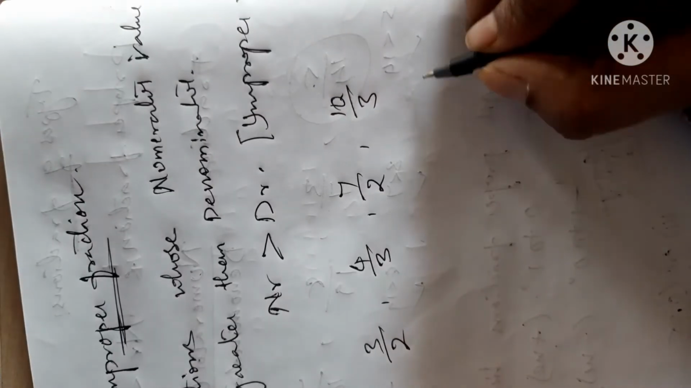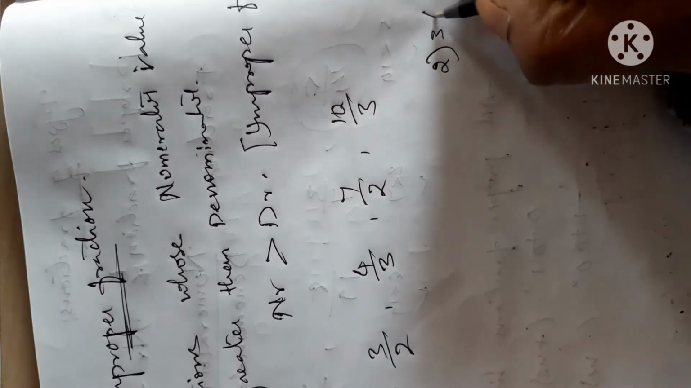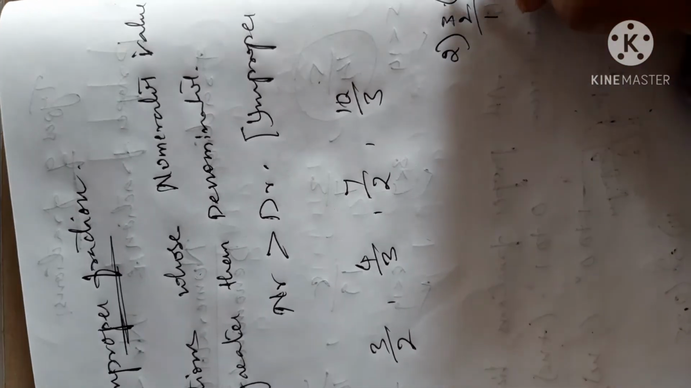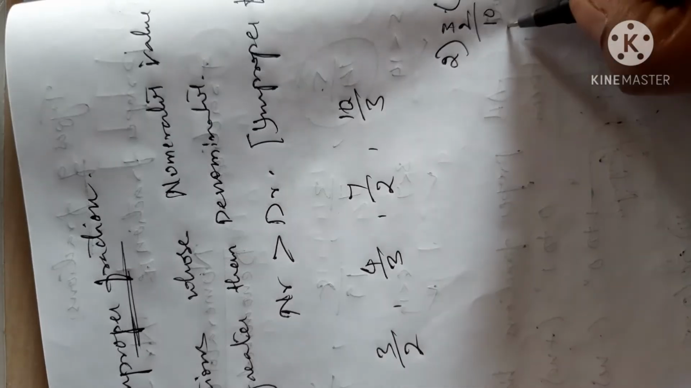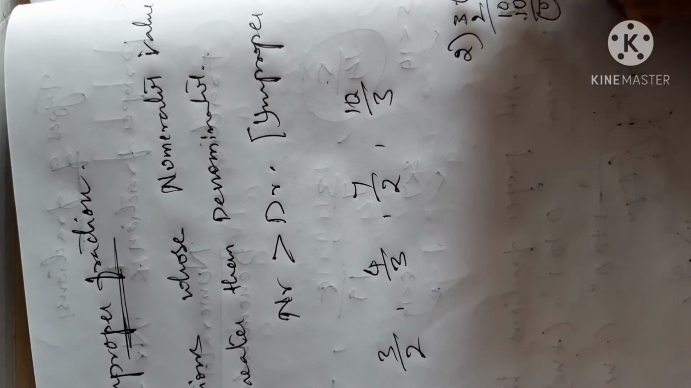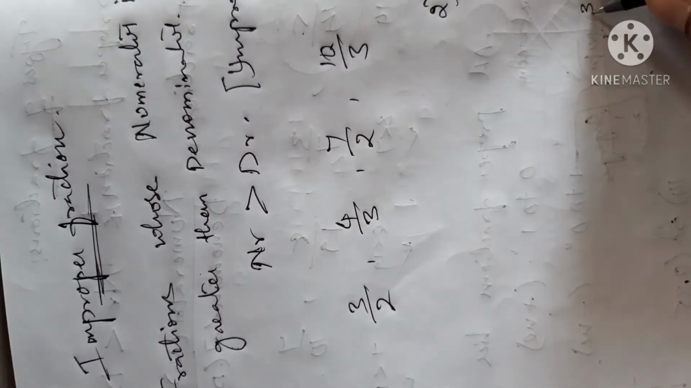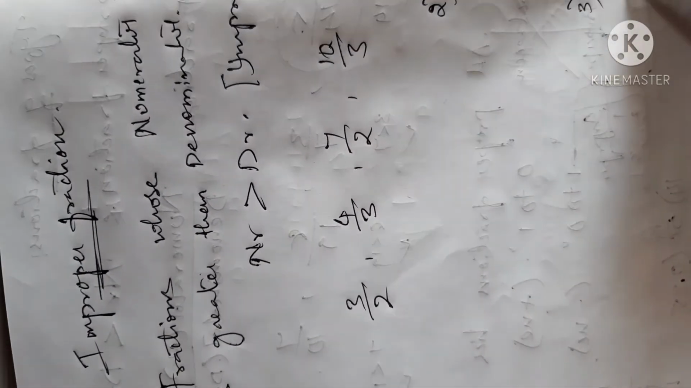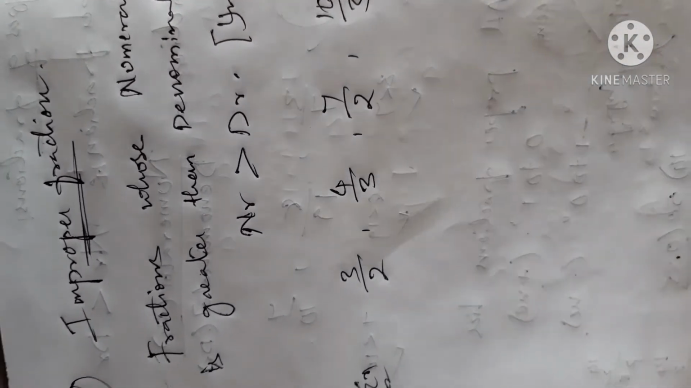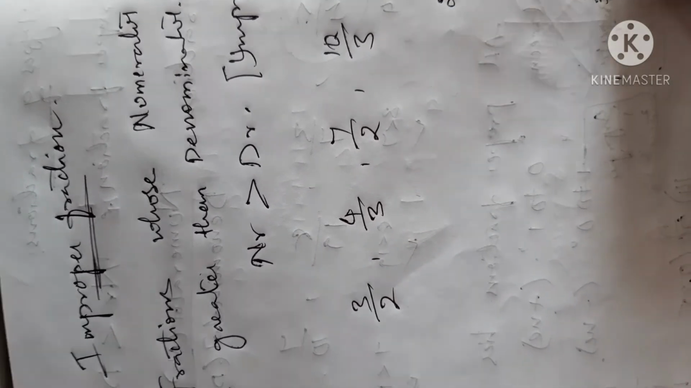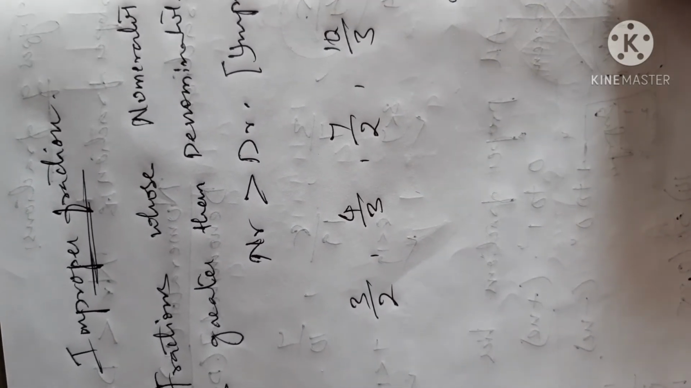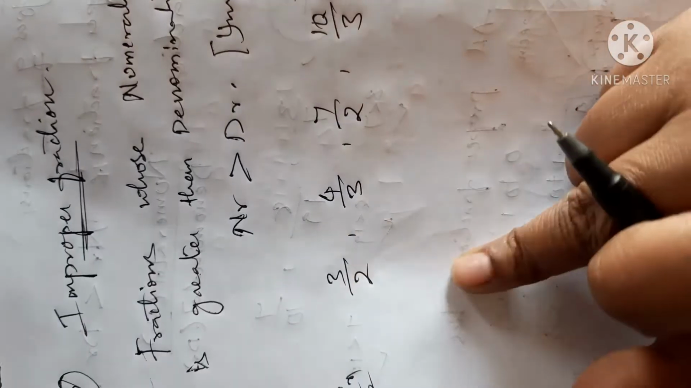First example, 3 divided by 2 means you are dividing 3 by 2. 2 ones are 2, remainder 1, 0, 2 fives are 10. So this is 1.5, which is greater than 1. Now next, 4 by 3, dividing 4 by 3. 3 ones are 3, remainder 1, 3 threes are 9. If you go on like this, you will get the answer, but I only need the value after the decimal point. 1.3 something. So 1.3 is greater than 1. That's it. These are called improper fractions.